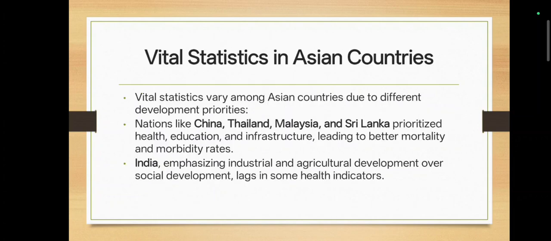Vital statistics in Asian countries. When we look at Asian countries, we see different priorities shaping outcomes. Nations like China, Thailand, Malaysia, and Sri Lanka invested heavily in health, education, and infrastructure, which led to better mortality and morbidity rates. India, however, emphasized industrial and agricultural development over social development, and as a result, it lags behind in some health indicators. This contrast shows how development priorities directly influence population health.